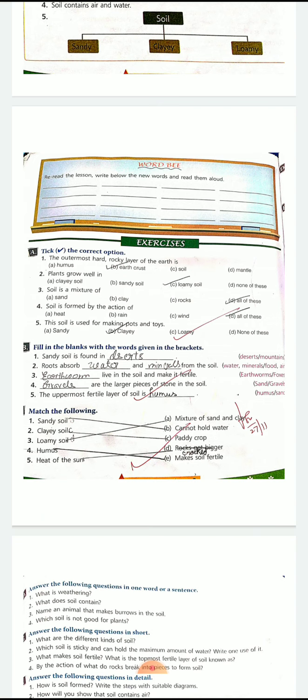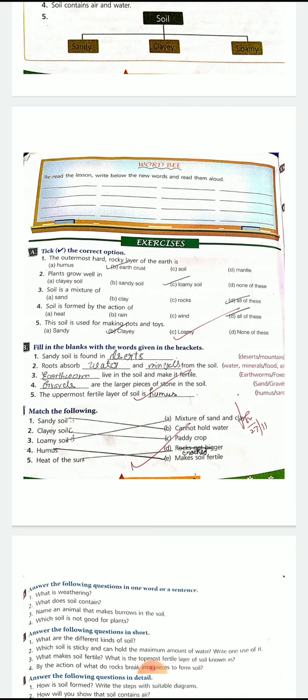This soil is used for making pots and toys. Clay soil. You remember? Clay soil is very sticky, so it is used for making pots and toys. Sandy soil is found in desert. Roots absorb water and minerals from the soil. Earthworms live in the soil and make it fertile.